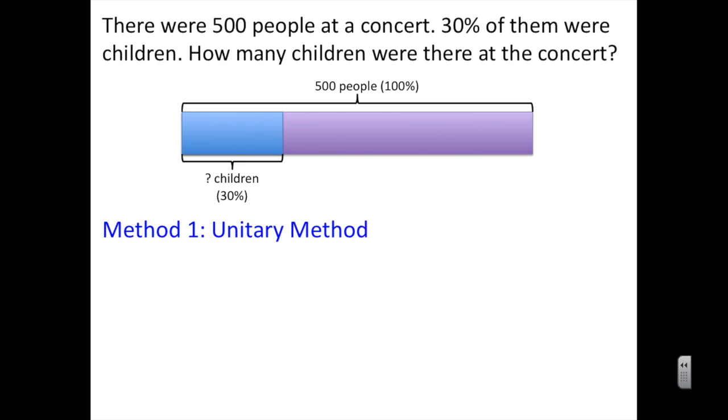We're going to solve it first using the unitary method. In the unitary method, I want to find out what just 1 unit is, or just 1%. So I'm going to find 1% of 500. I'm going to rewrite it as a fraction so I can multiply. Here I can see that I can cross-cancel because 100 and 500 are both divisible by 100. So I'm going to cross-cancel and solve. Now I'll multiply my numerators and my denominators and get 5 over 1, which is the same as 5.